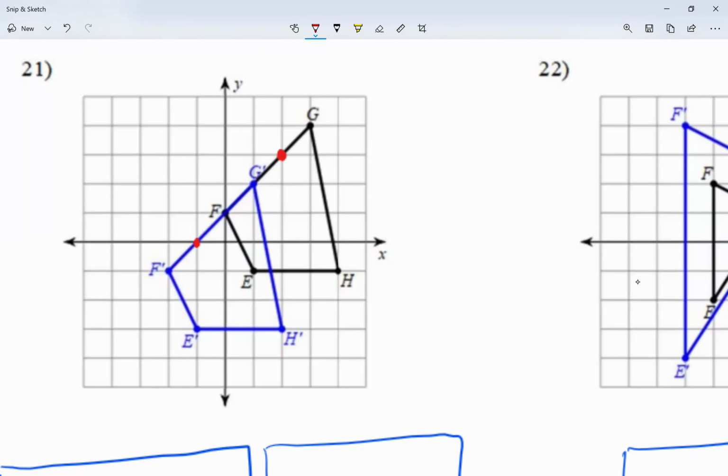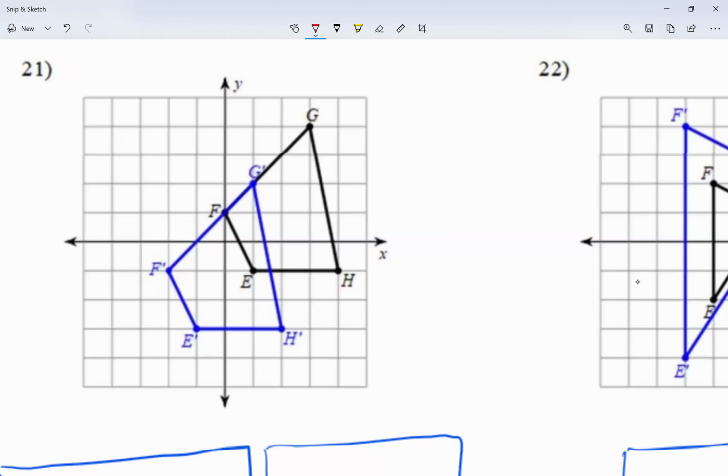Look at my E and E prime. I'm gonna find the point in the middle. And same thing with H and H prime. Find the point in the middle. If it was reflection, my points would be on a line. We call it collinear. So that means I can make a line that goes through all of them. If it was reflection. It is not. Okay, so not reflection. Could it be translation?